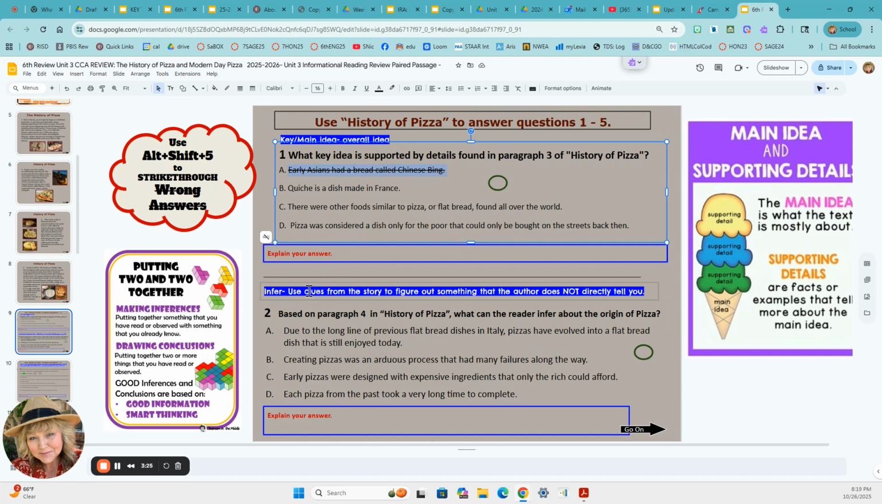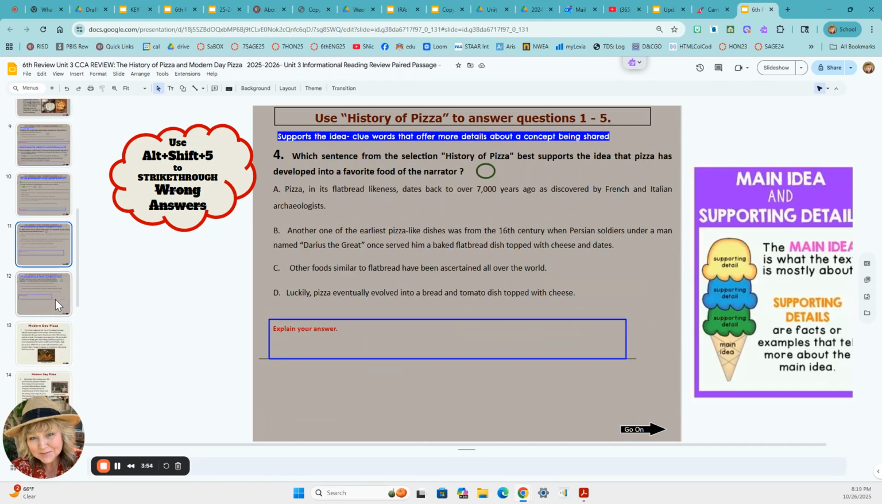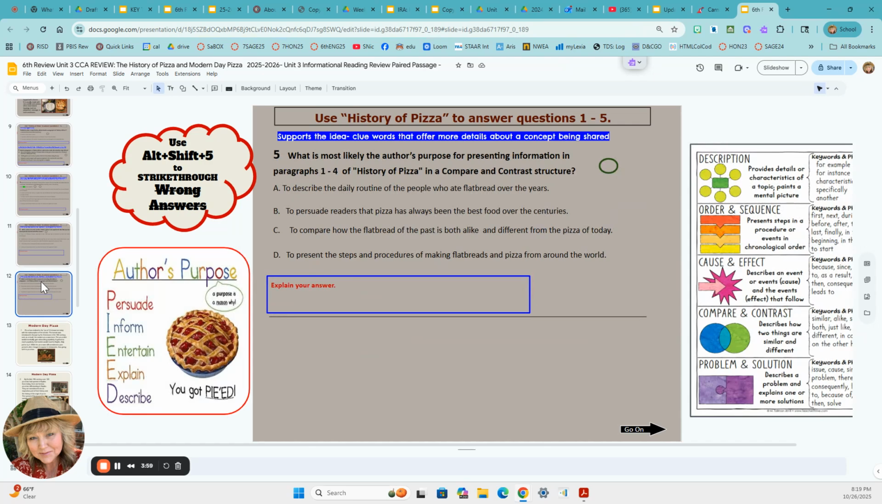Number 2 is an inference question using clues from the story. Figure out something that the author does not directly tell you. And then it goes, here's your question. Of course, when you're making inferences, you're putting together something that you have read or observed with something that you already know. You draw conclusions by putting this information together. Good inferences and conclusions are based on good information and smart thinking. So you're going to continue through answering the questions, explaining it, striking out wrong answers that you know for sure are wrong, and then answer all the way through 5.